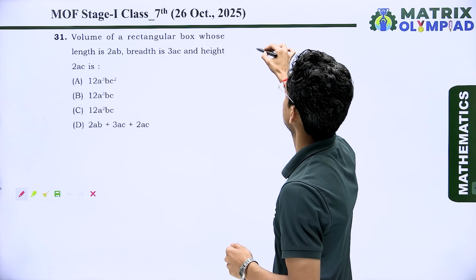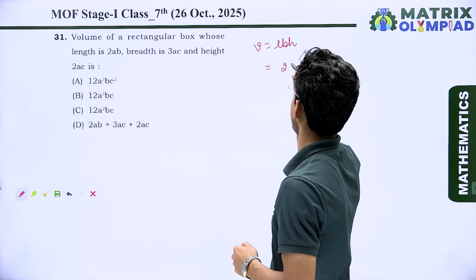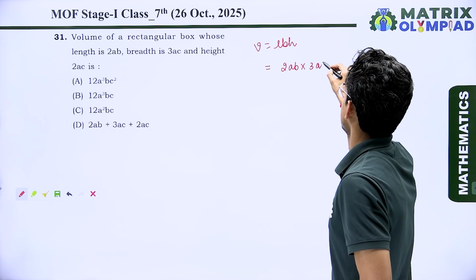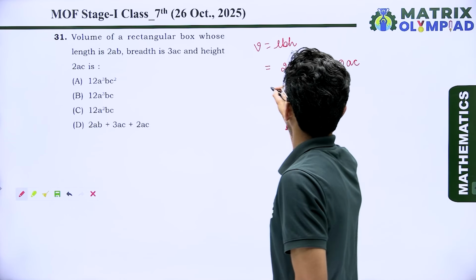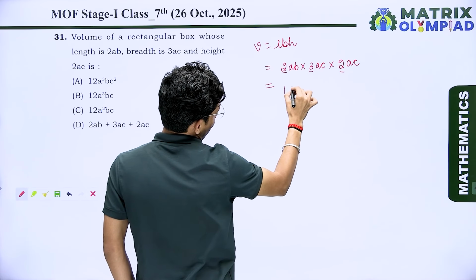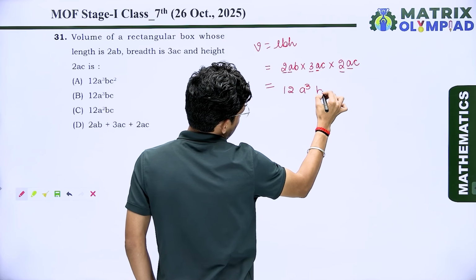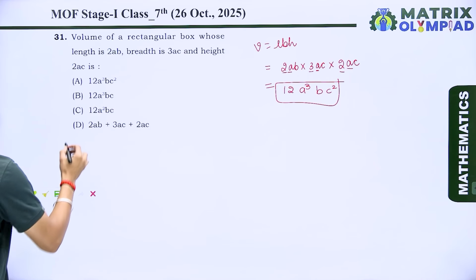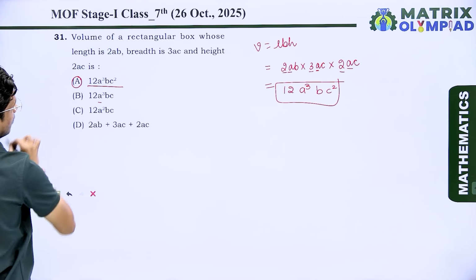So we know volume is L times B times H. Here the length is 2AB, multiplied by the breadth, 3AC, multiplied by the height, 2AC. When I multiply, 3 twos are 6 and 6 twos are 12, and A multiplied by A square gives A cube, B, C square. So the correct answer is 12A cube B C square. It means option A is the correct answer.